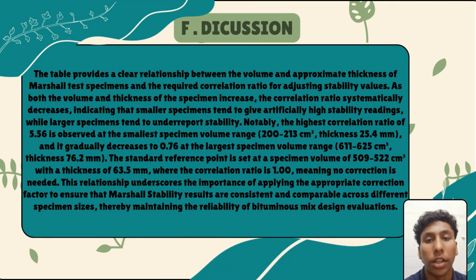Now let's look at the discussion. The table provides a clear relationship between the volume and approximate thickness of the Marshall test specimen and the required correlation ratio for adjusting stability values. As both volume and thickness of specimens increase, the correlation ratio systematically decreases, indicating that smaller specimens tend to give artificially high stability readings, while larger specimens tend to underreport stability.